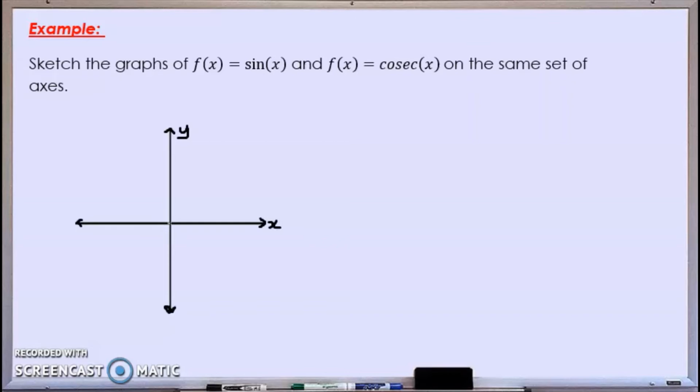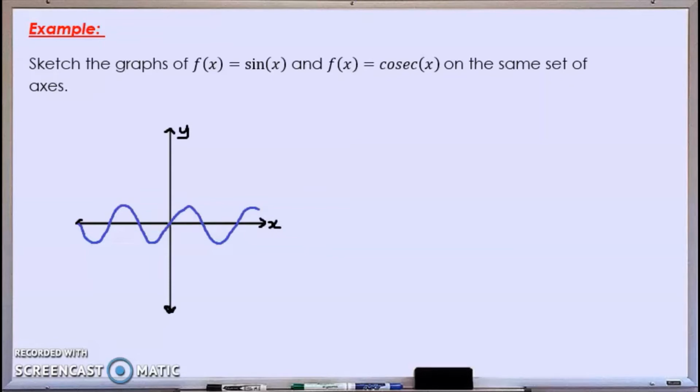This graph allows us to use a few principles to sketch the inverse of a circular trigonometric function. So we're going to start with sine of x. Now we know sine of x looks like this, and it continues on the other side as well. So sine looks like that.